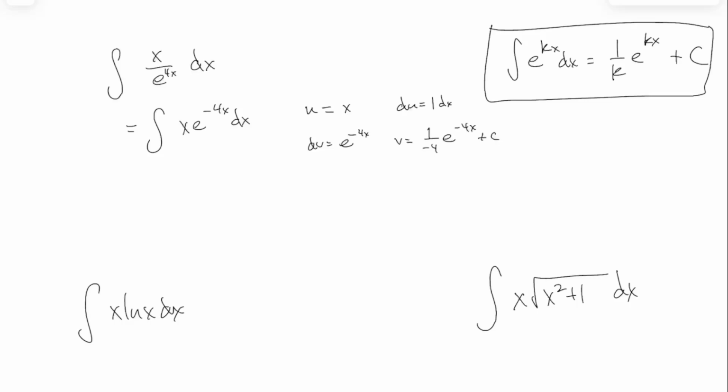Plus c. Well, it's not helpful to put the plus c in there. I'm going to put the plus c in at the very end. So what I get here is uv, that is x times 1 over minus 4 e to the minus 4x. That's uv minus integral v du. du is just 1 dx. All right. And now we have to continue. It's good to keep in mind, this part right here, you don't need to do anything else with. What you should be focused on is this over here, because I still have an integral sign that I have to deal with. But this is just going to stay that way until the end.